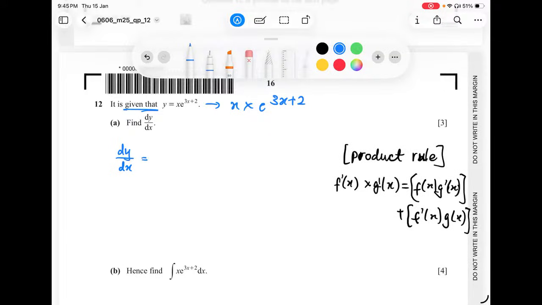So let's do the first with x. When you differentiate x, it's going to be 1, and 1 times e to the 3x plus 2 is going to be e to the 3x plus 2, and add with x, and you need to differentiate the e to the 3x plus 2. So remember that it's going to be the same, but you need to differentiate the power and then multiply by the coefficient. So that's going to be 3. Then you can just write it in a simpler form. When you factorize the e to the 3x plus 2, you will get 1 plus 3x, e to the 3x plus 2.